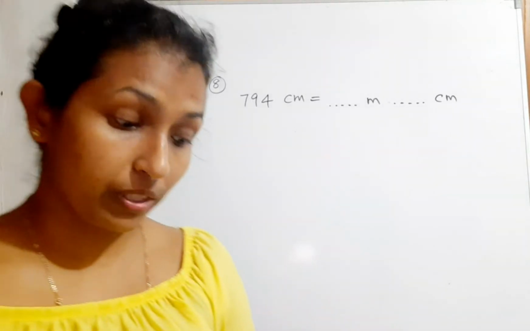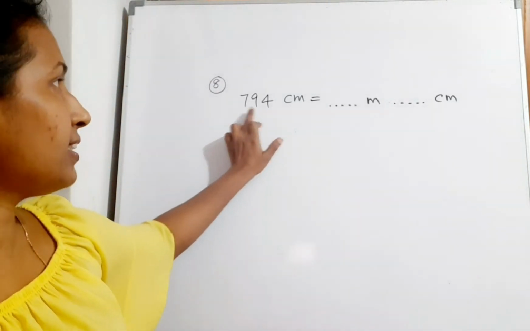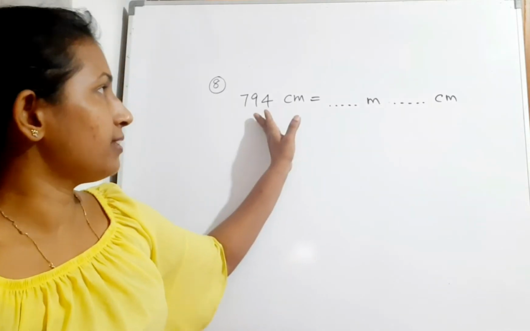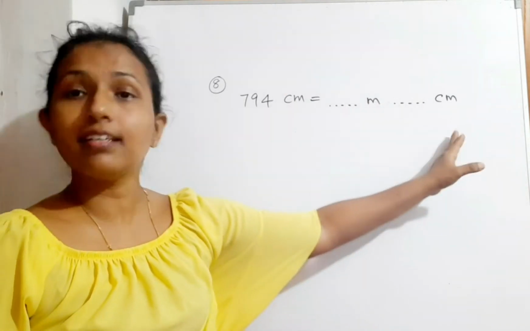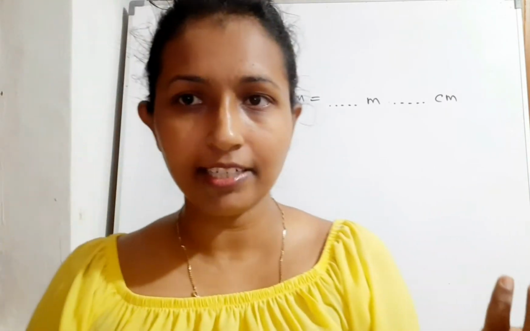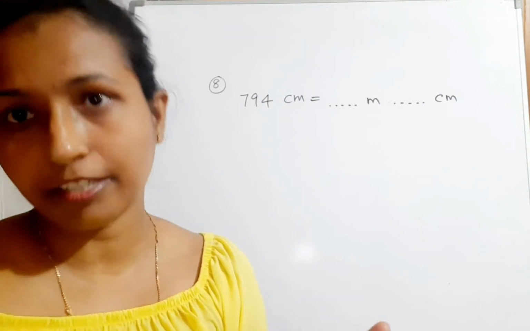Now, the 8th question. Fill in the blanks. Here you will be given 794 centimeters. Then you have to convert that amount into meters and centimeters. You know what the relationship is between meters and centimeters? You know 1 meter equals 100 centimeters.